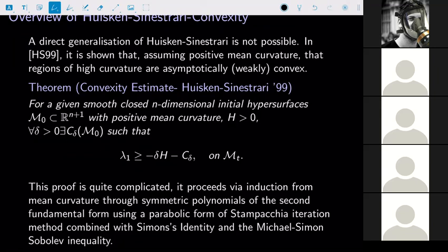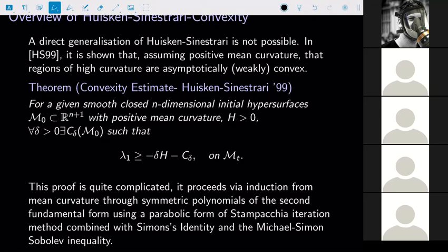So this is what you start with. You start with positive mean curvature, H greater than 0. Then you show that the first eigenvalue is larger than minus delta H minus C delta, for any delta. Since delta is arbitrary, we can show that as H goes to plus infinity, lambda 1 is actually becoming non-negative. So it's becoming weakly convex in the limit.